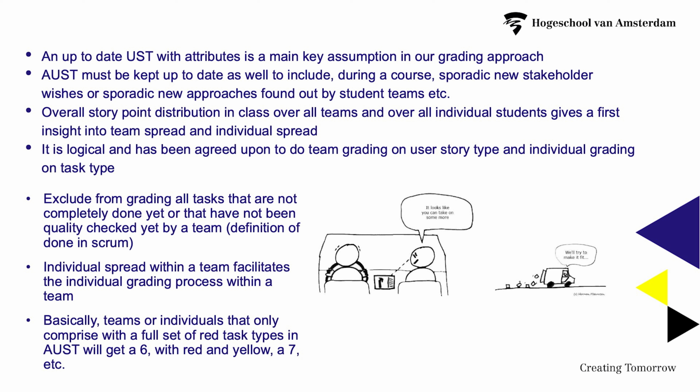Individual spread within a team facilitates the individual grading process within a team. Basically, teams or individuals that only comprise a full set of red task types in AUST will get a 6, with a red and yellow a 7, etc.